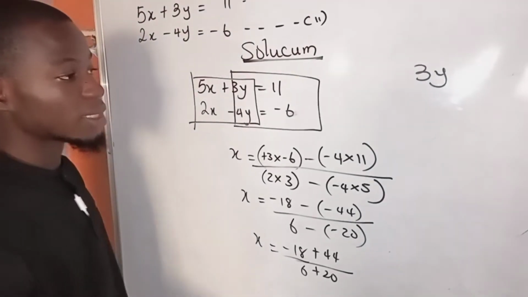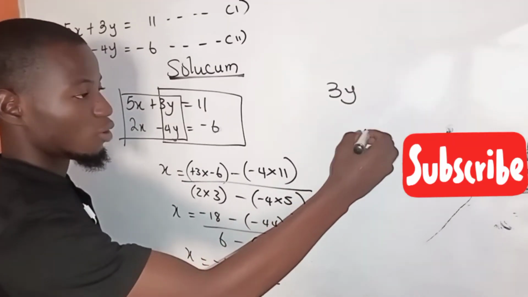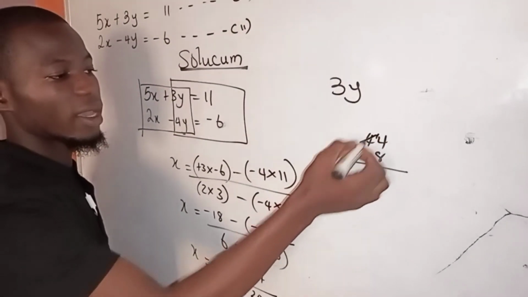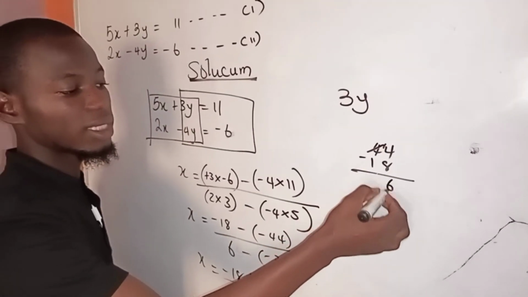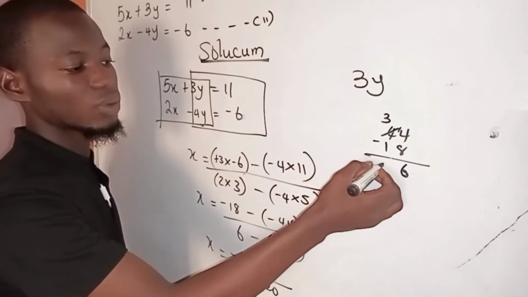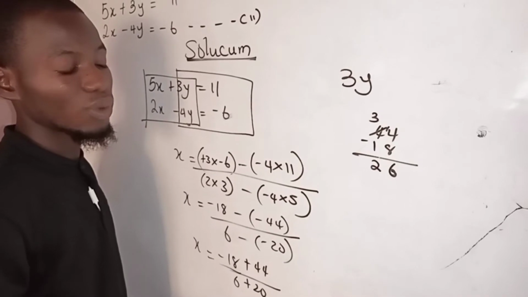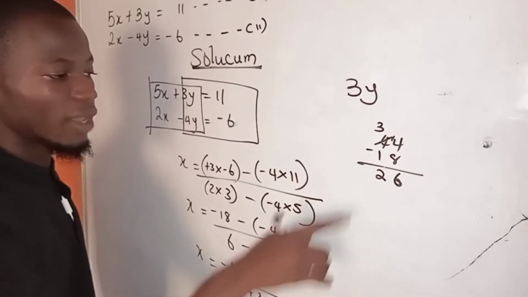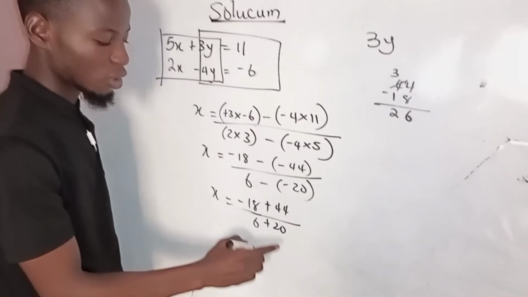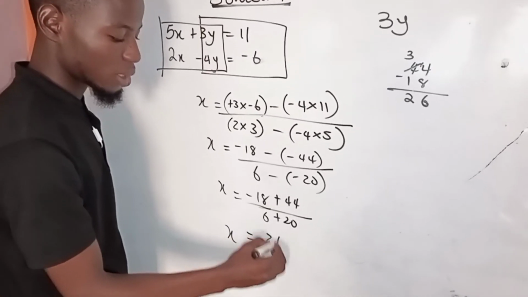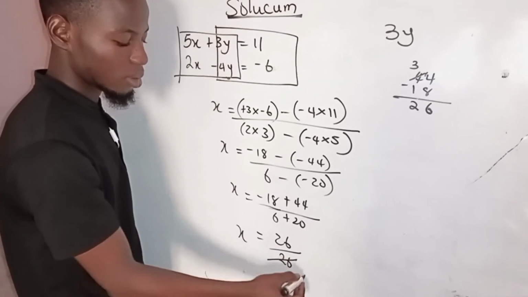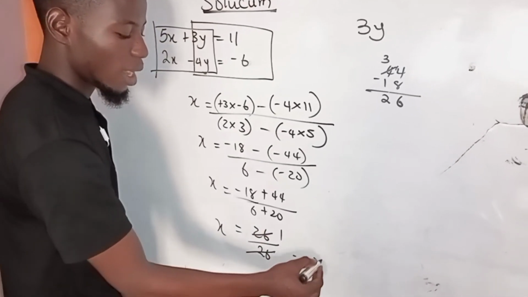So what do you do with that? Come to this place and write your 44 minus 18. Then you borrow 1 from here. If you borrow 1 from here, this will be left with a 6. And this will be left with 3. 3 minus 1 will give us a 2. So we have 26 here. If this is 26, don't forget that the smaller one is carrying a minus and the bigger one is carrying a plus. So that means it will be x equals to 26 over, and 6 plus 20 will give us 26. So according to mathematics, 1, 1. Therefore, our x equals to 1.